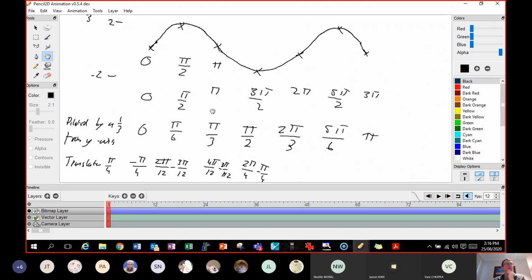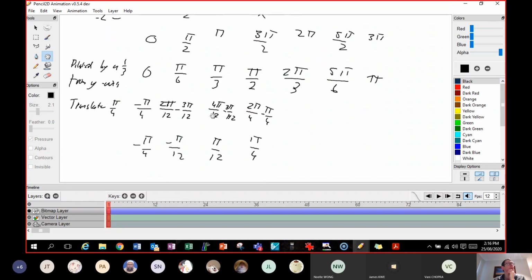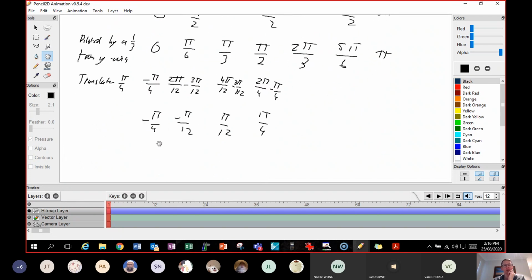So 2 pi on 12 is, what's that? It's pi on 6. So if you go pi on 4 plus pi on 6, where would that take you? You'd have to go to 12, so that would be negative 3 pi on 12 plus it would be 2 pi on 12, right?